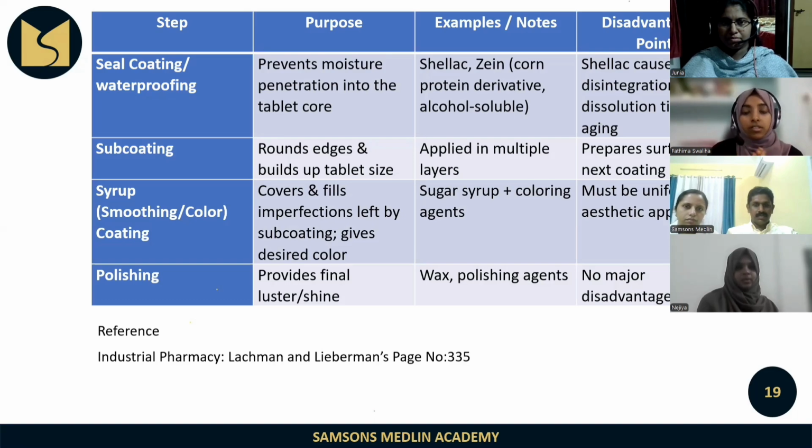Have you seen gems chocolates and all? They are very attractive in appearance, right? They are very colorful, in different colors like red, blue, green and all, and they have a shiny appearance. Sugar coating is just like that. So here we can see seal coating is used to prevent the moisture penetration into the core. So now our answer is seal coating.